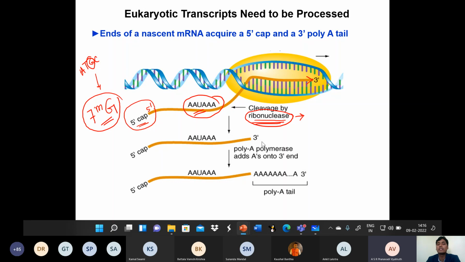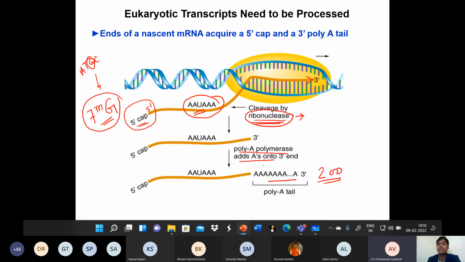And in the case of eukaryotes, as I told you, not in bacteria but in the eukaryotic system, at the 3' end, there is one poly A tail. That means multiple A residues, approximately 200 A residues, attached at the 3' end, and an enzyme called poly A polymerase adds this poly A tail at the 3' end.